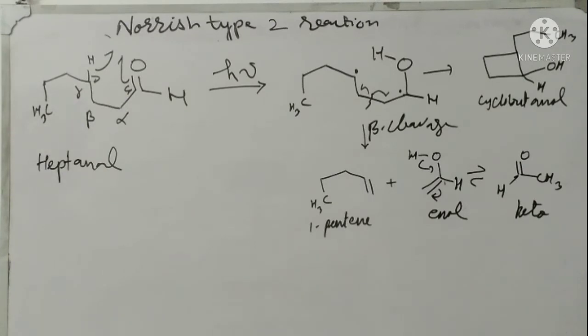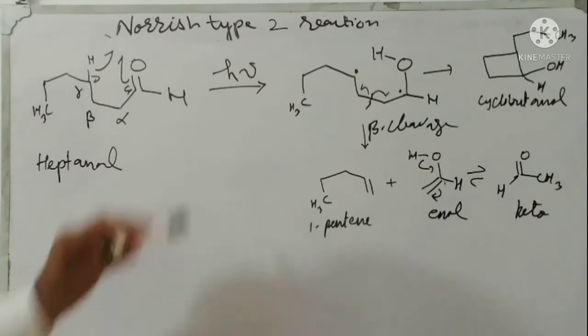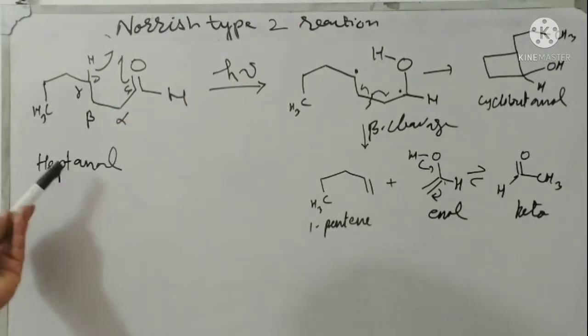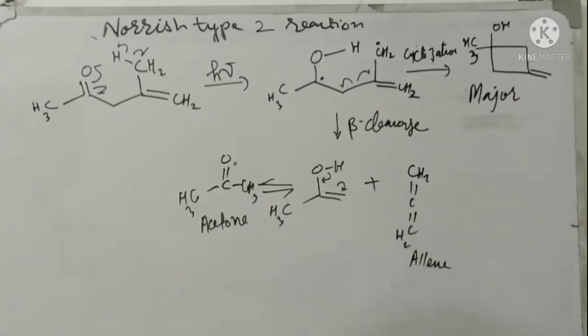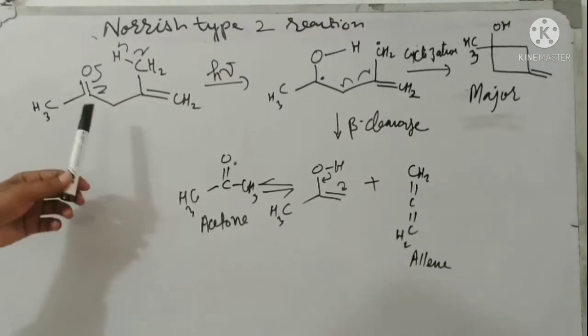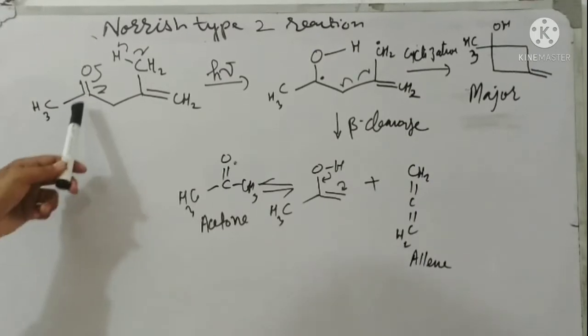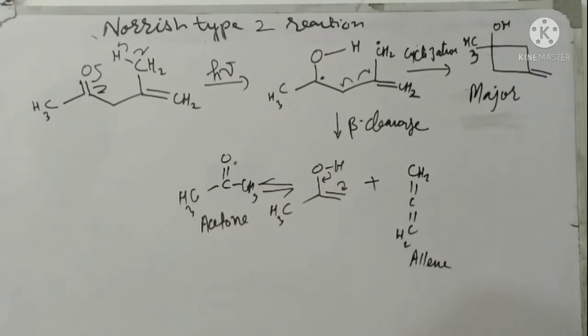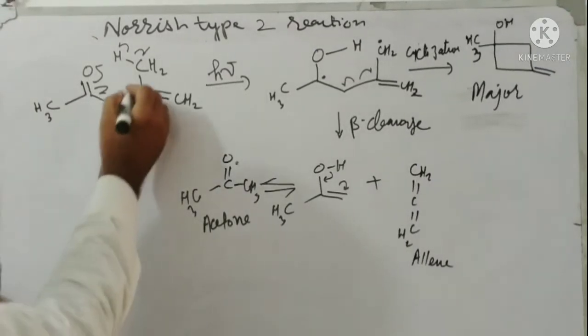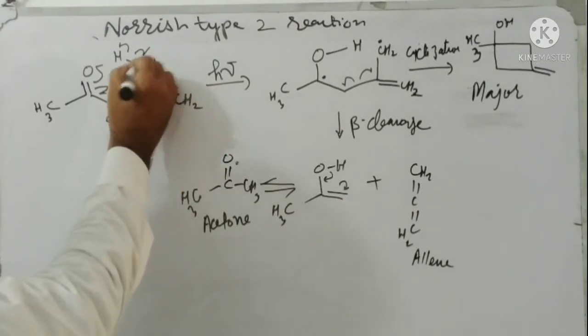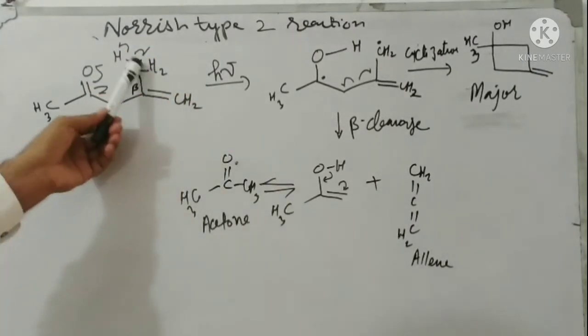This is for heptanol, that is how it goes in the Norrish type 2 reaction in the presence of light, and it also has gamma hydrogen. So this is another example. This is a ketone. This ketone has gamma hydrogen; this is alpha, this is beta, and this is gamma. So this gamma carbon has gamma hydrogen.